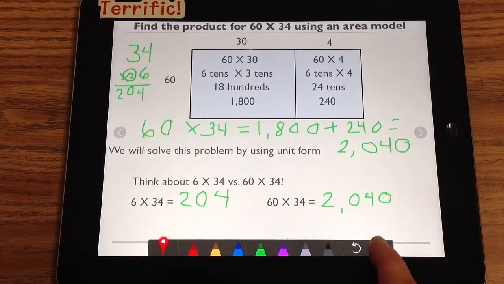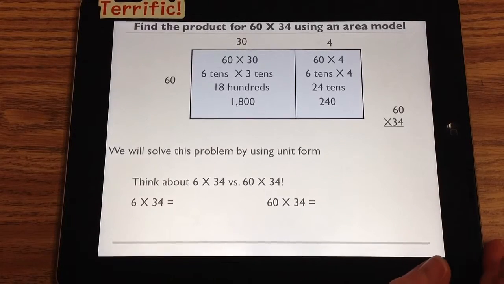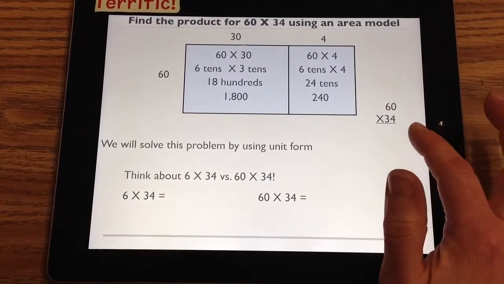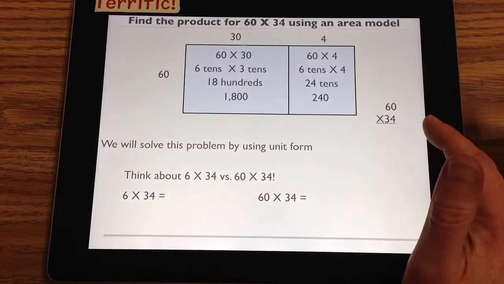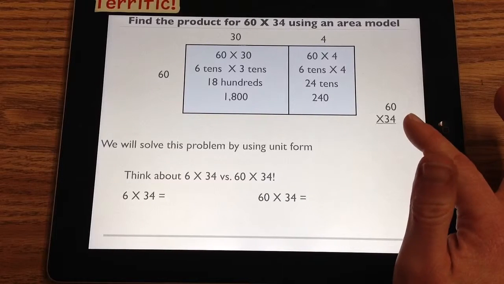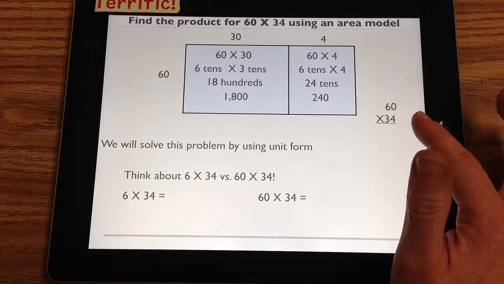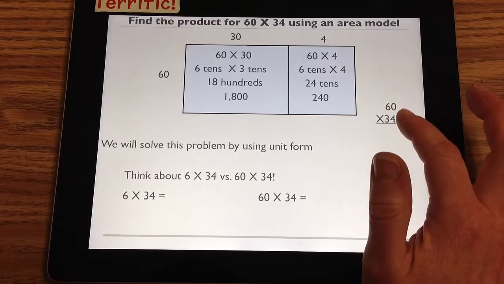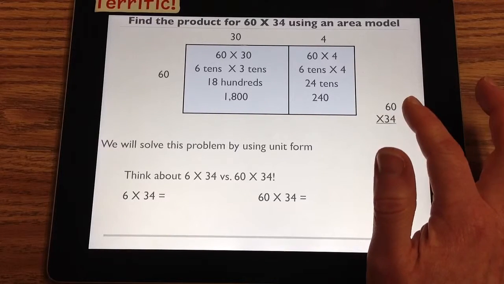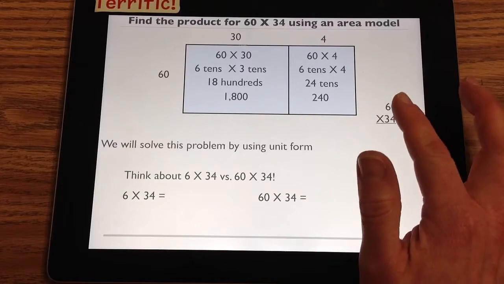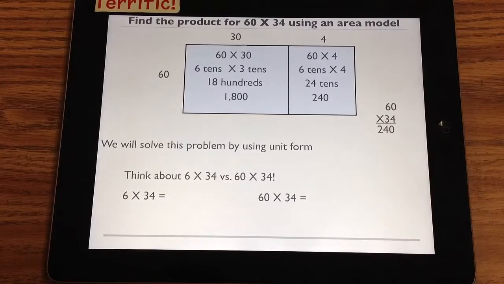Now, we have something a little bit different to look at. We're actually going to look at this in the algorithm style. I want you to look at our problem over here. This is the algorithm style, and what we're doing is we are actually going to look at multiplying in partial products. So I have 4 times 0, which we know is 0. I'm not going to bother writing it because I know it's 0. 4 times 6 tens is 24 tens.